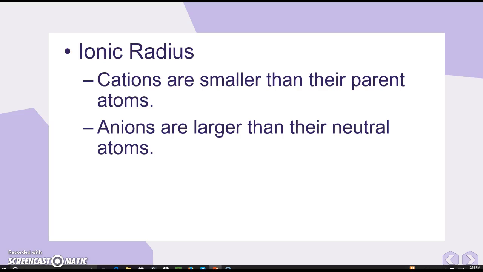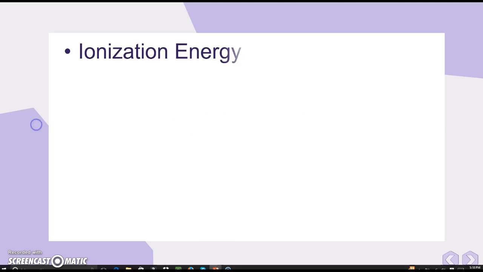Anions, where you're gaining electrons, are usually larger. Now, again, we're not going to go into detail on ionic radii. We mainly want you to understand the concept behind atomic radius in general. So that's about as far as we're going to delve for the moment. Now, what about our second trend?